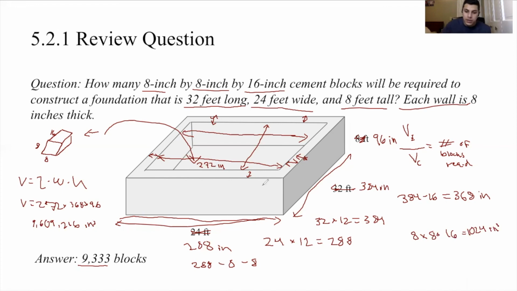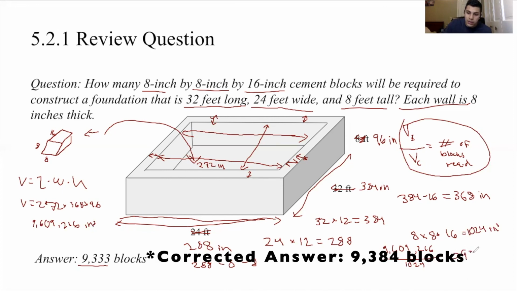All right, so now all I need to do, the final step, is just use this formula we came up with at the beginning. Divide the total area, or volume, 9,609,216 by 1,024 inches cubed. And so if I do that in my calculator, that gets me to 9,333 blocks. So we need 9,333 blocks to fill this empty area here and complete the foundation.